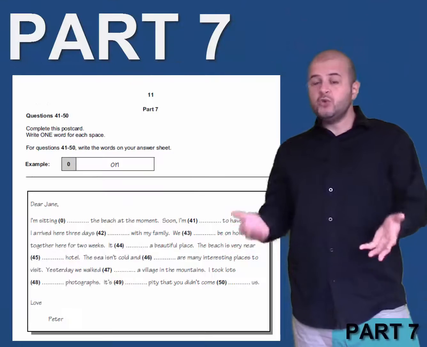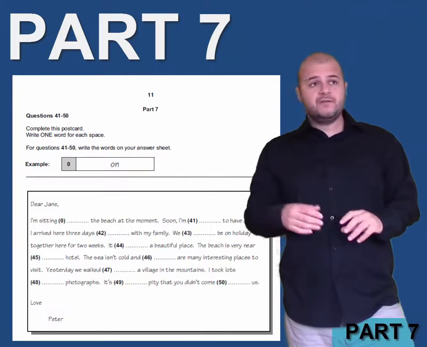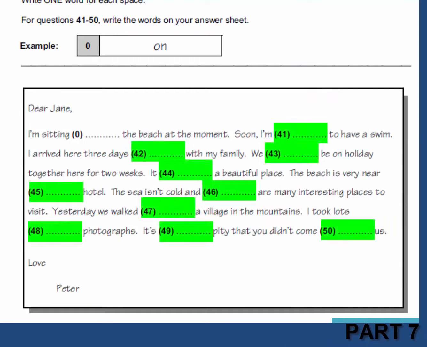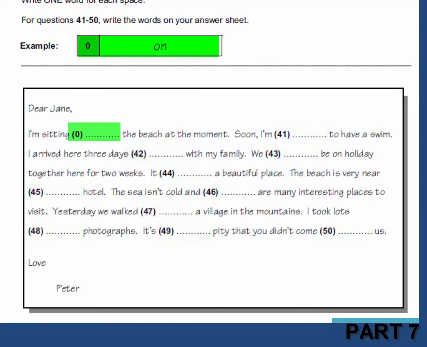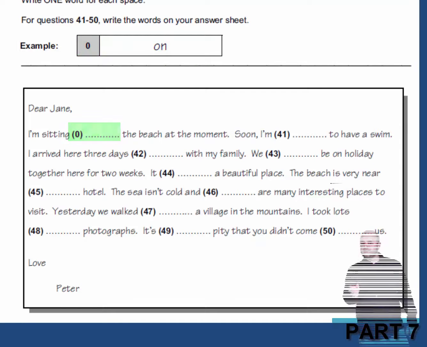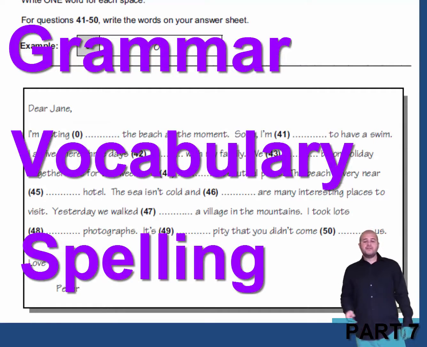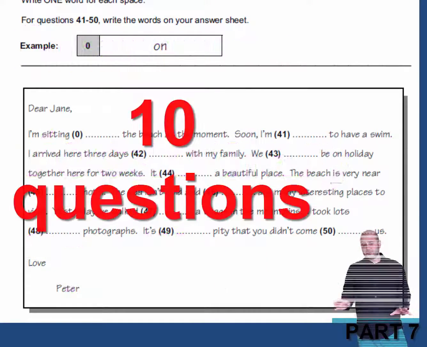In part 7, you will read a short text, for example, a postcard or a letter. There are 10 missing words in the text, and you have to think of the correct word to complete each space. Here you need to practice your grammar, vocabulary and spelling, and there is a total of 10 questions in this part.